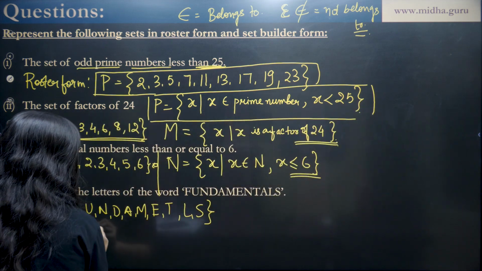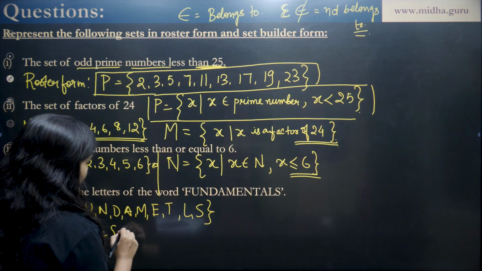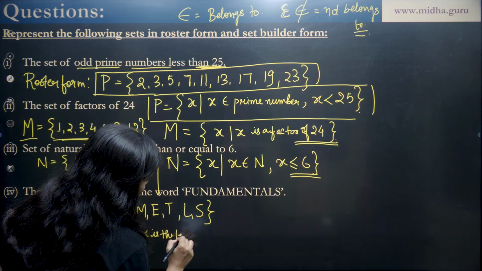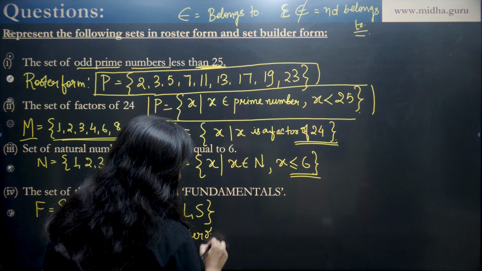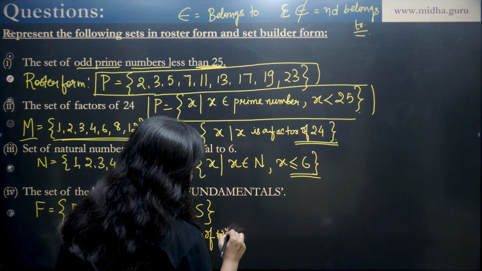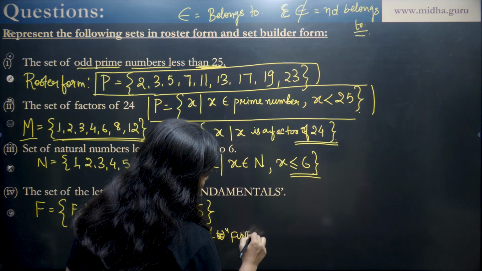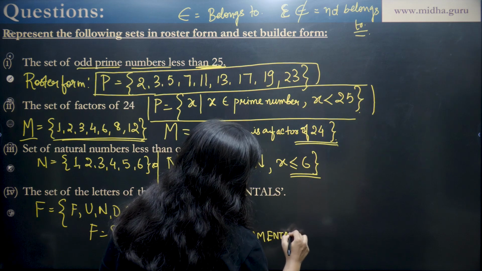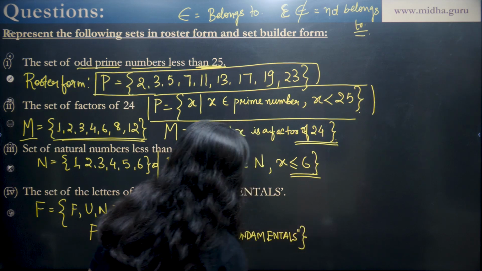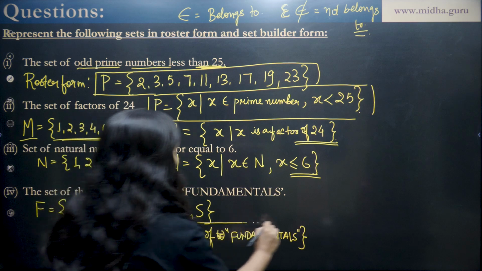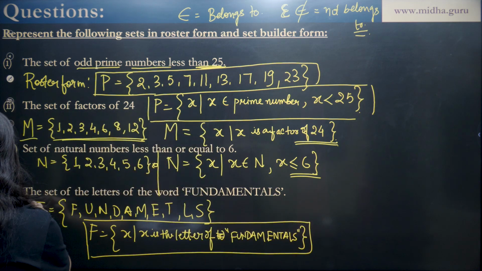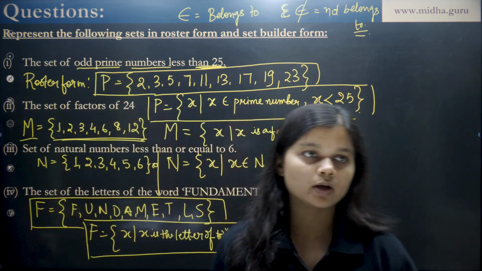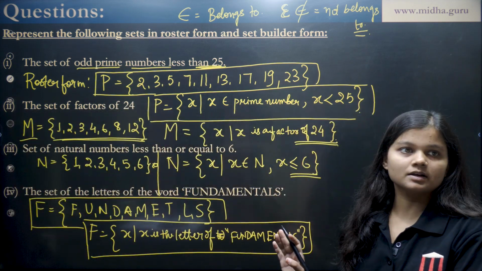Now in set builder form it is written as x such that x is a letter of the word fundamentals. Okay, this is how we can write it in set builder form, and this is how we can write it in roster form. So I hope all these things are clear to you.